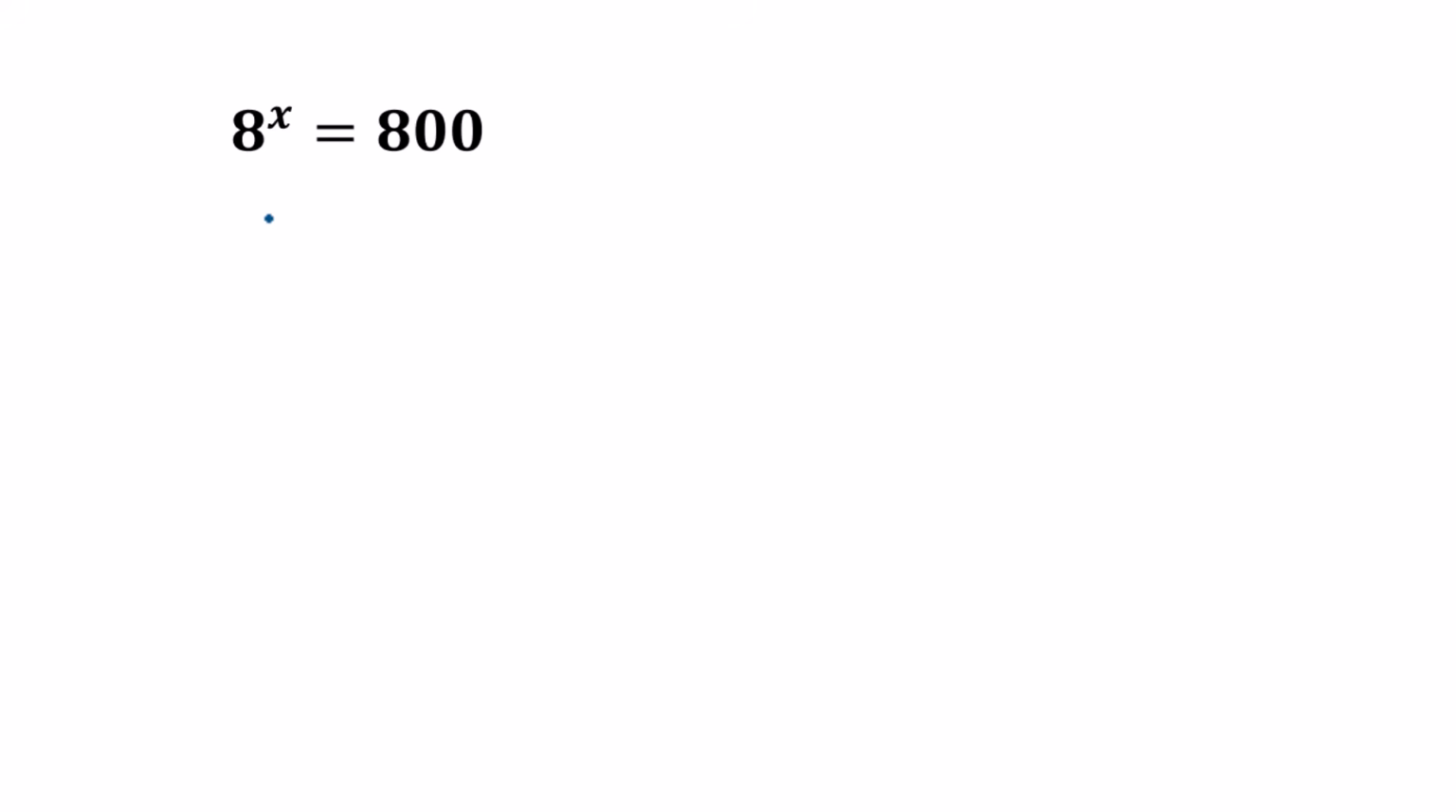Hello everyone. In this video, I am going to show how to find the value of x where 8 to the power x is equal to 800. Now, 8 can be written as 2 to the power 3. This is 8, and the whole to the power x is equal to the right side, 800.